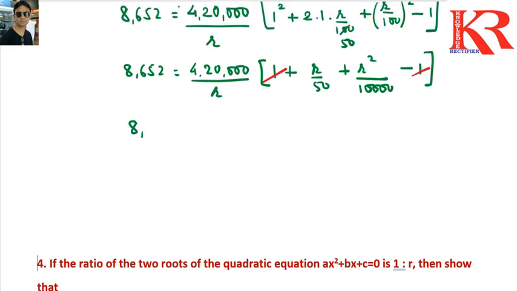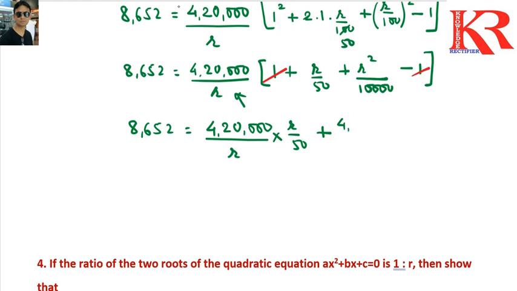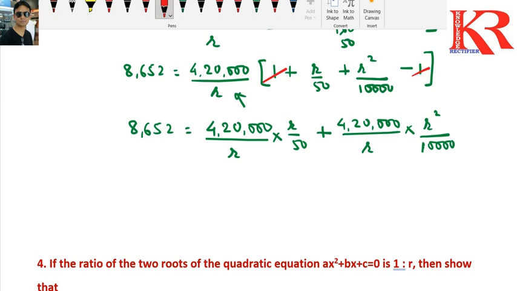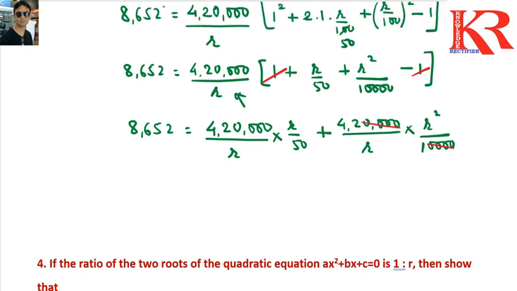Then what we will do is we will open up the bracket, with this term we'll multiply inside. Okay, so this is 4,20,000 by R into R by 50 plus 4,20,000 by R into R square by 10,000. Right? Then what we see is these 4 zeros and 4 zeros will cancel here. This 0 and 0 will get cancelled here.